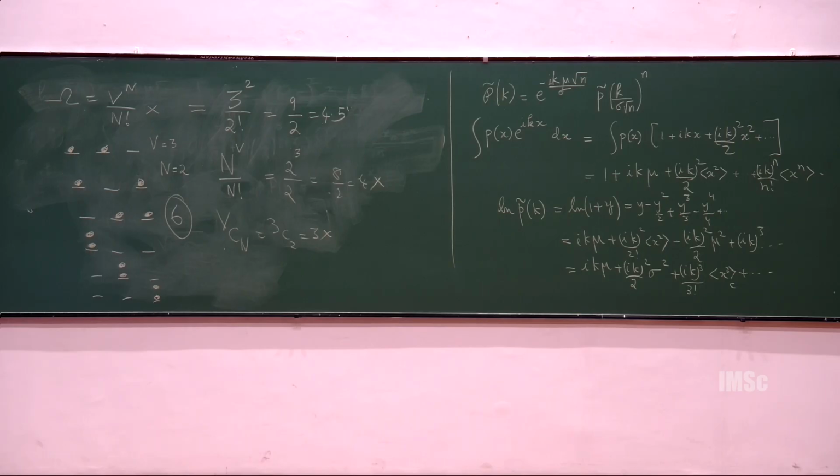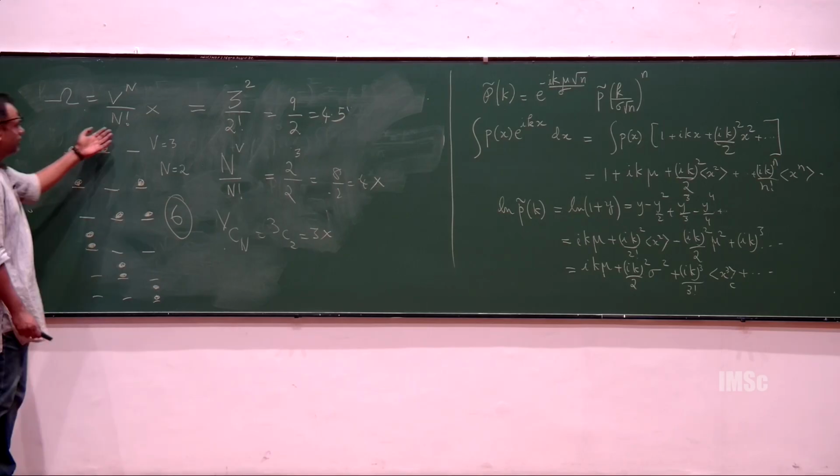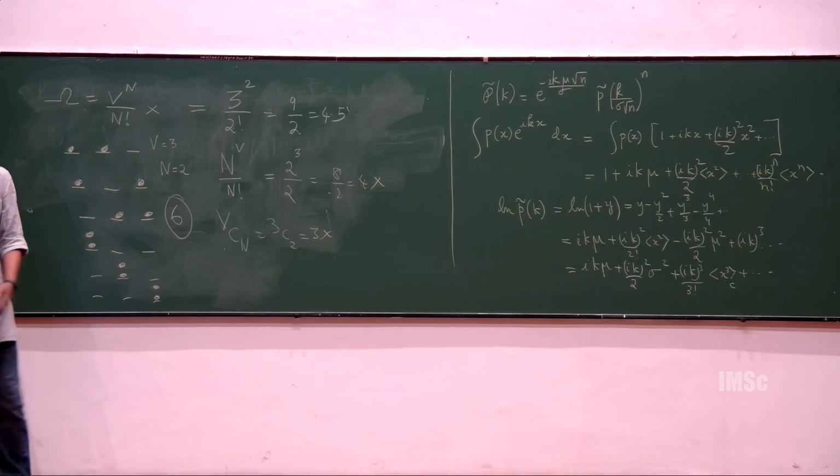V factorial is not going to work because if I make n equal to 1, then I have only 3 ways, so that doesn't work. So, okay, this problem we have all seen before. It is just stated in a different manner. So let us come back.